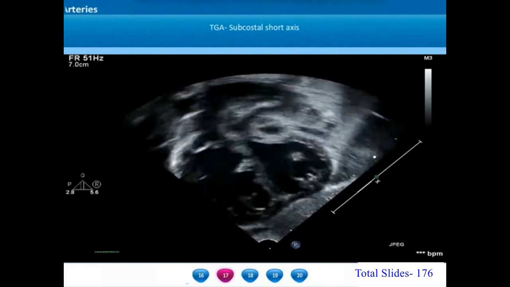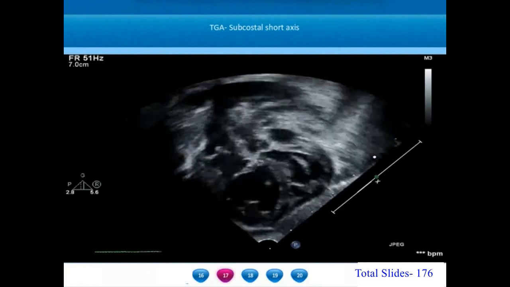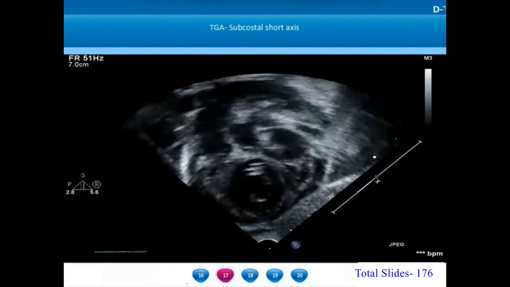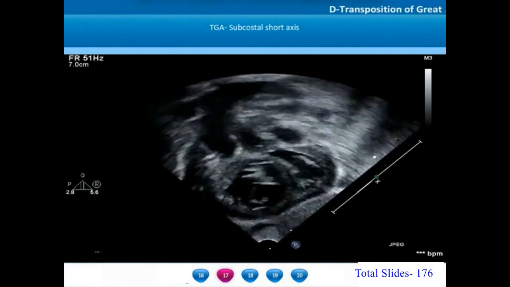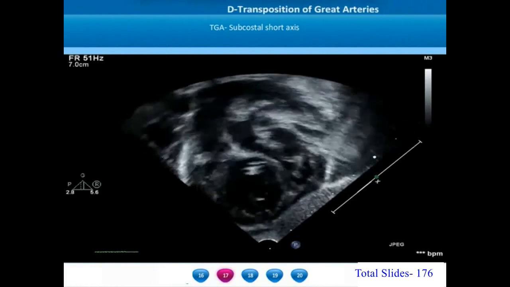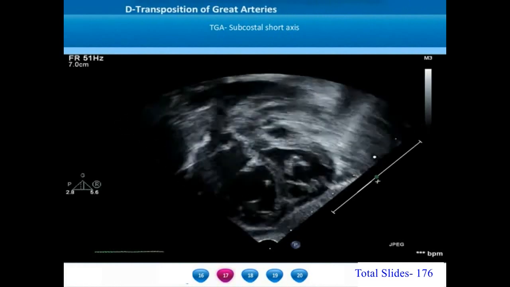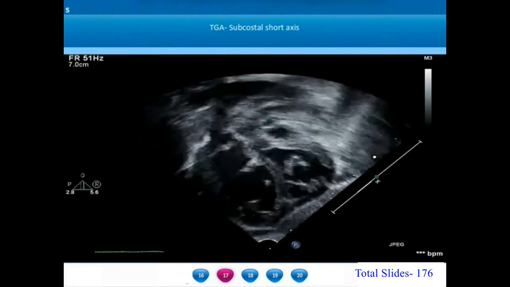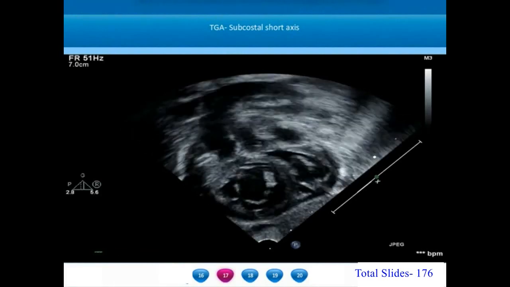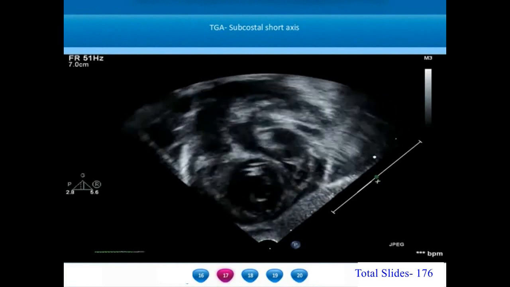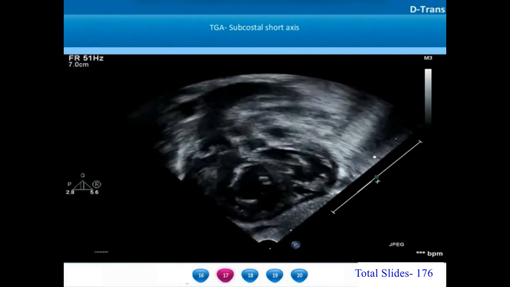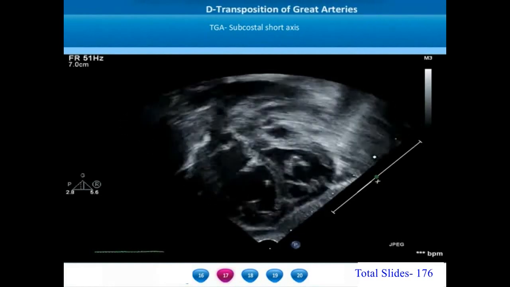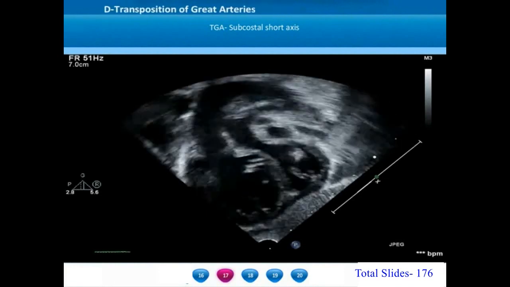In a simple transposition on subxiphoid short axis view, we can notice the anterior right ventricle giving off the anterior aorta, the posterior left ventricle giving off the posterior pulmonary artery. The pulmonary annulus and the main pulmonary artery are marginally smaller than the aortic valve and the ascending aorta. The interventricular septum is intact and bows towards the left ventricle because the left ventricular systolic pressure is subsystemic.